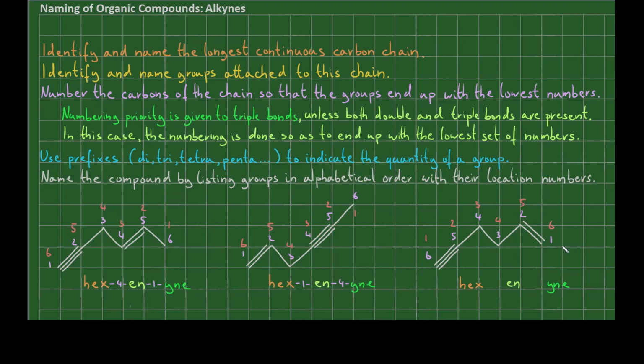Which one is correct? To answer this, we need to look at the guideline in white. If the number sets end up being the same, we number them in alphabetical order. And so because "ene" comes before "ine", it ends up with number 1, and "ine" ends up with number 5. And so the name of this compound is hex-1-ene 5-ine.